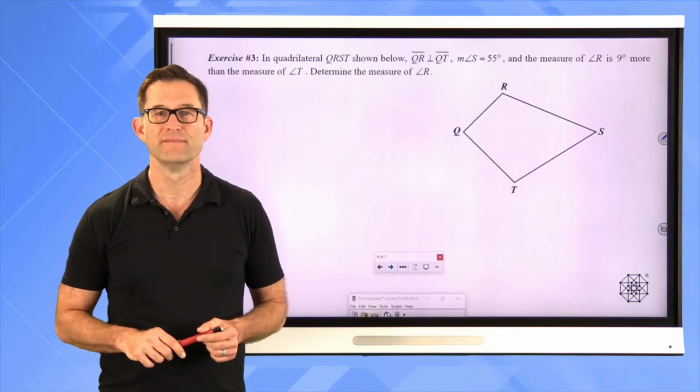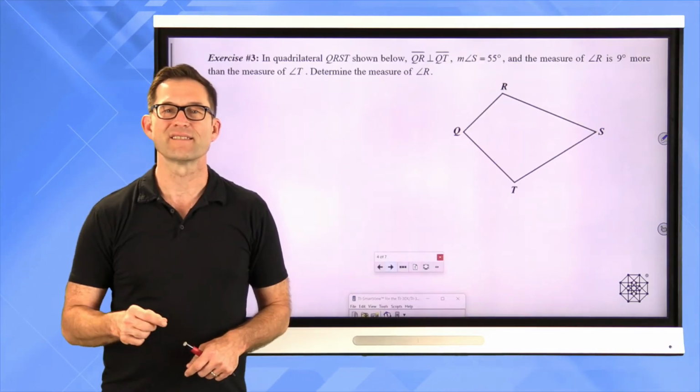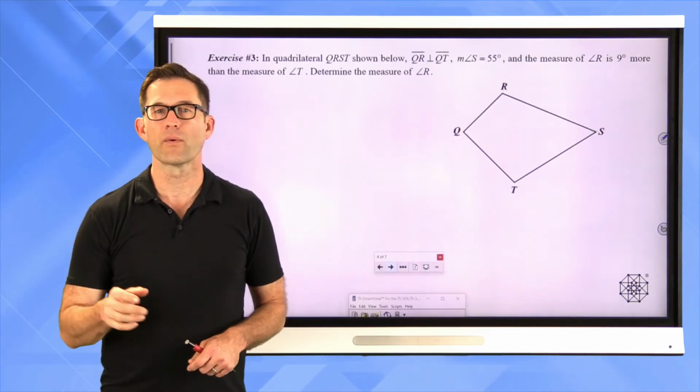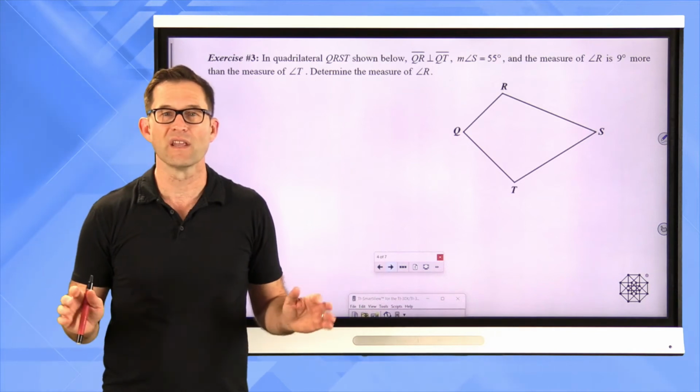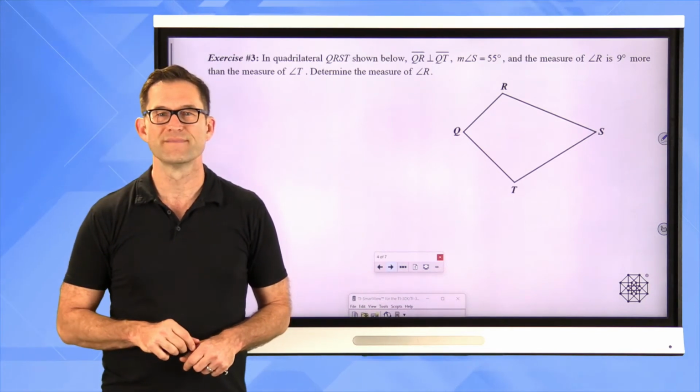Exercise number 3. In quadrilateral QRST shown below, segment QR is perpendicular to segment QT. The measure of angle S is 55 degrees, and the measure of angle R is 9 degrees more than the measure of angle T. Determine the measure of angle R. All right, fantastic. I'd like you to pause the video, play around with this a little bit. You're probably going to have to use a little algebra to figure out the answer, but see what you can find.